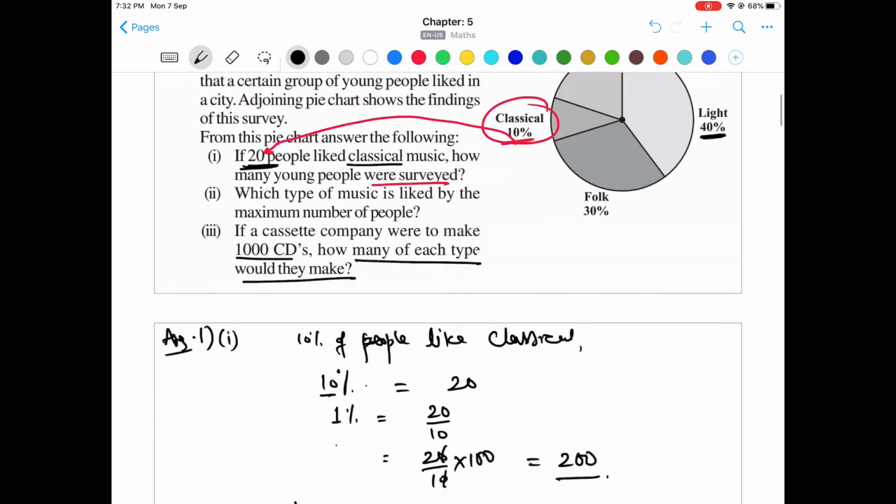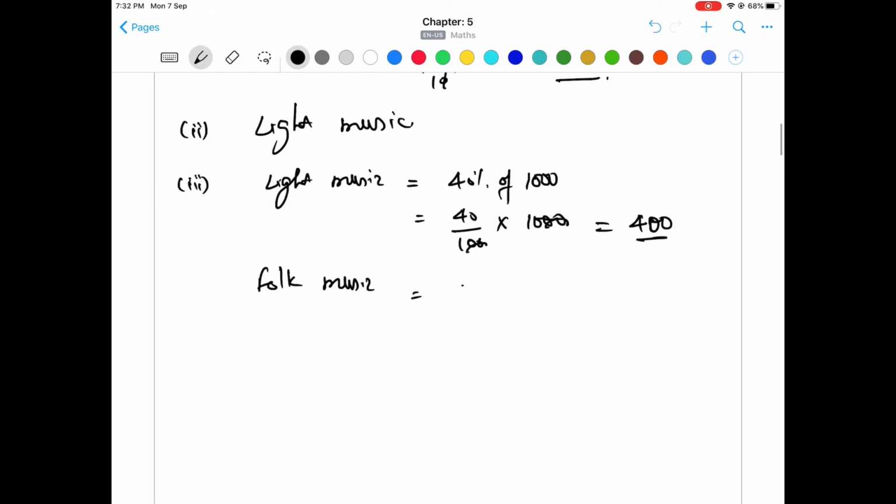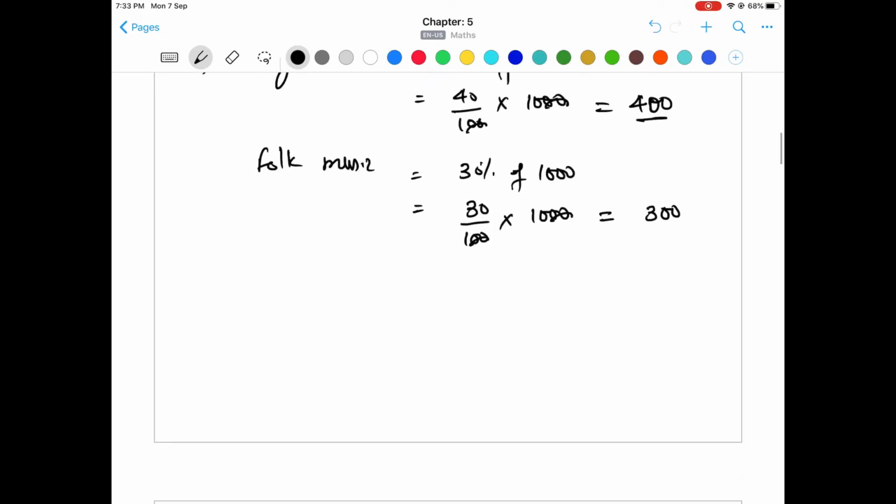Folk music is preferred by 30% of people. So we'll write 30% of 1000, which is the total CDs. The company needs to produce 30% of those CDs for folk music. When you remove the percentage sign, you get 100 in the denominator, multiplied by 1000. These two zeros will cancel the two zeros here. So 30 into 10 will give us 300 CDs.